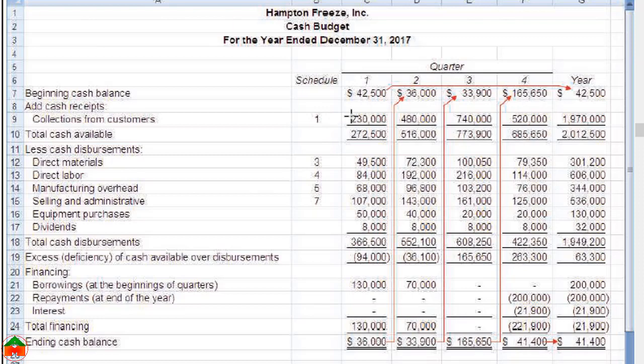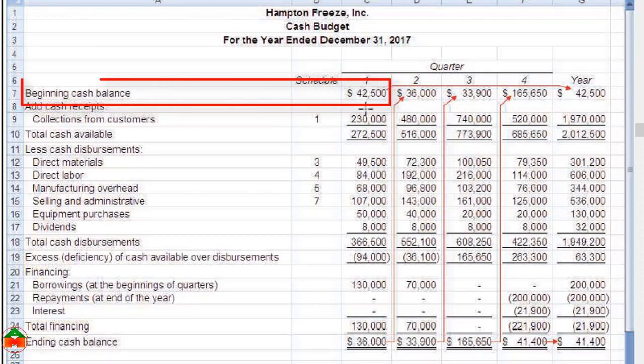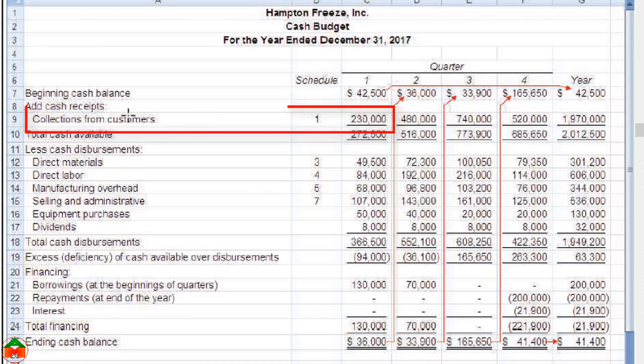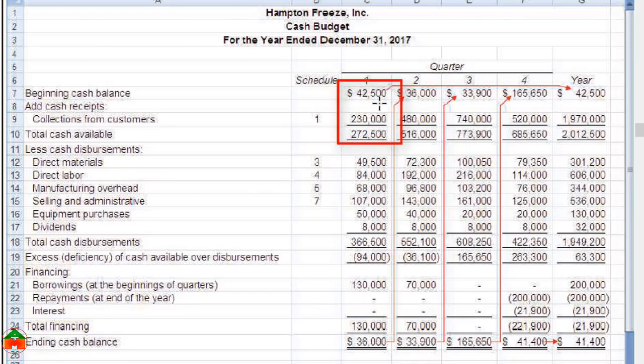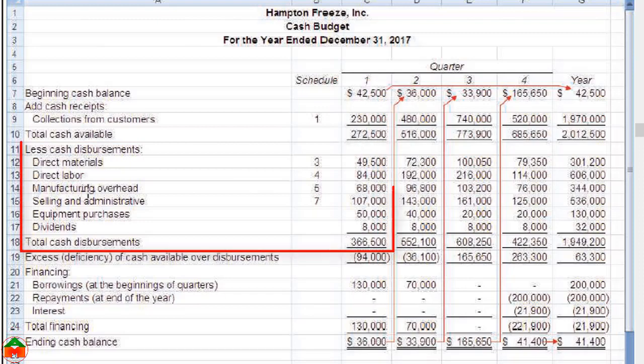And in the first quarter we can see our beginning cash balance 42,500 and our cash collection is 230,000. This is the beginning balance and this is the collection. So total cash availability in the first quarter is 272,500. By adding this 42,500 with the 230,000, we will get the 272,500 as the cash availability in the first quarter.